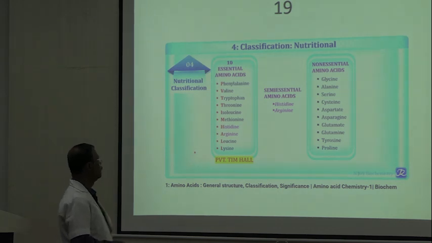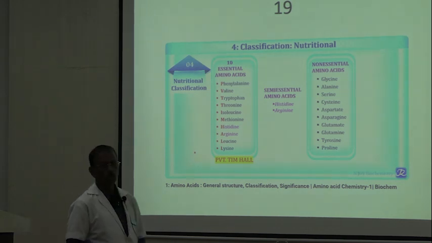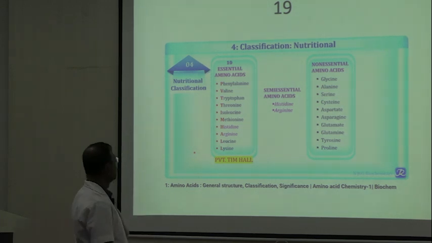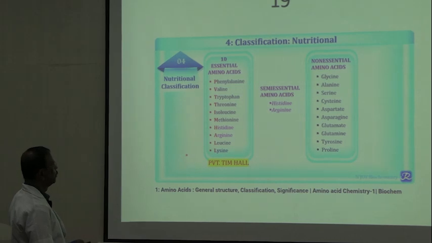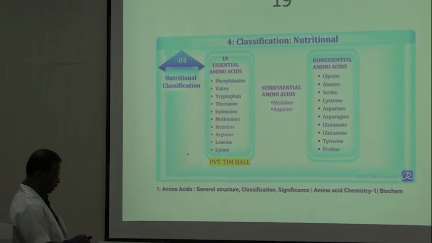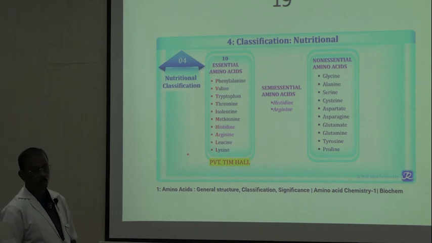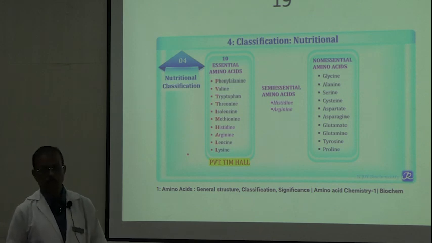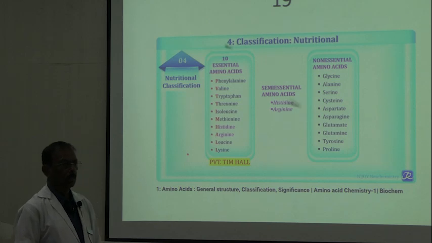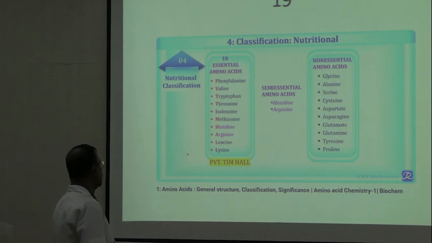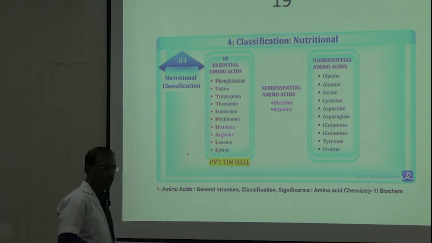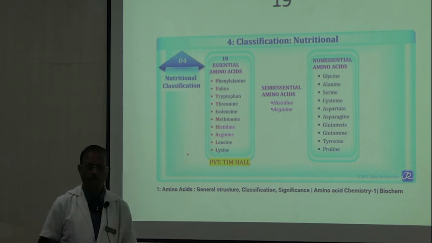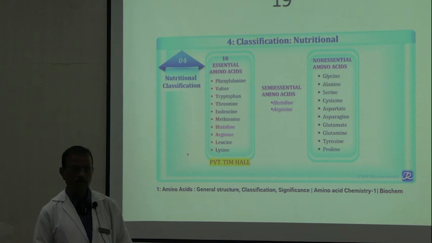Next classification is based on nutritional availability. Here are 10 amino acids which the body cannot synthesize. Because of that, they are called essential amino acids. They have to be taken from the dietary source.